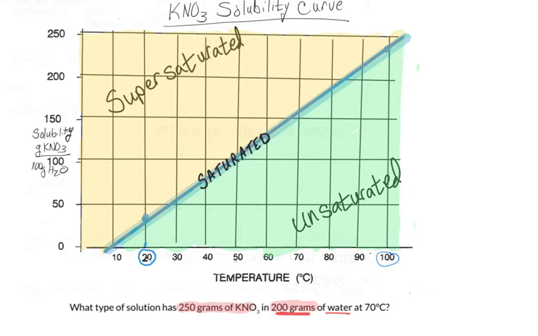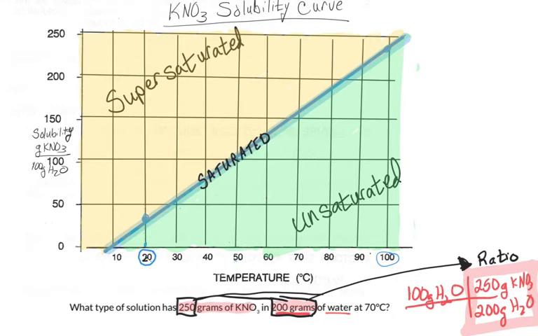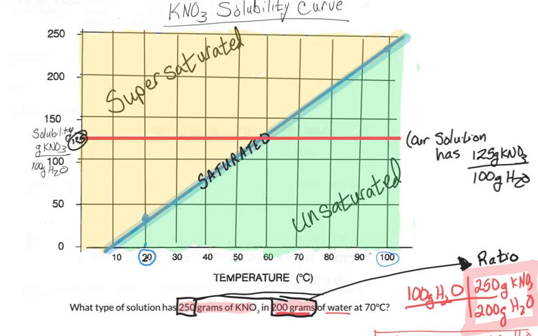So to start this problem, what you need to do is say, well, how much would I have if there were 100 grams of water instead of 200 grams of water? So we make a ratio. We say 100 grams of water, and then the ratio that we have is 250 grams of KNO3 for every 200 grams of water. And the answer to that is 125 grams of KNO3. Now remember, that's how much is going to be in the 100 grams of water that we started with. So that tells us that our solution contains 125 grams of KNO3 in 100 grams of water. We're going to go to the 70 degree line, go up to the point where we have 125, and of course in this case you'll see that it is unsaturated.